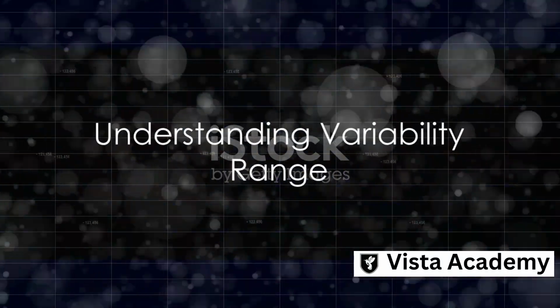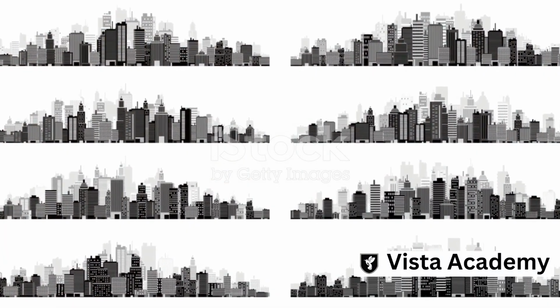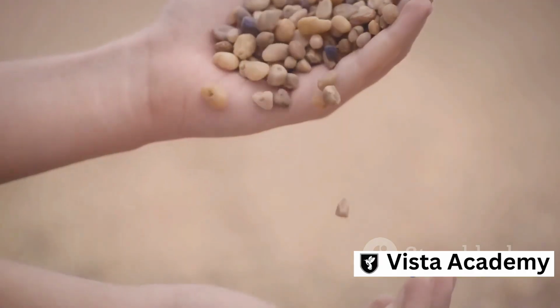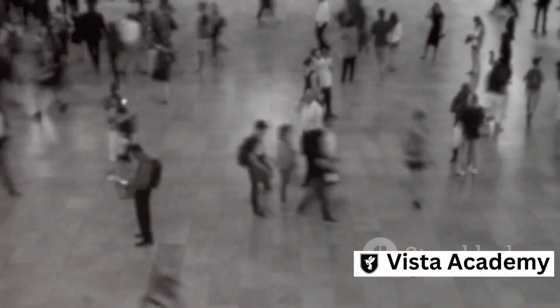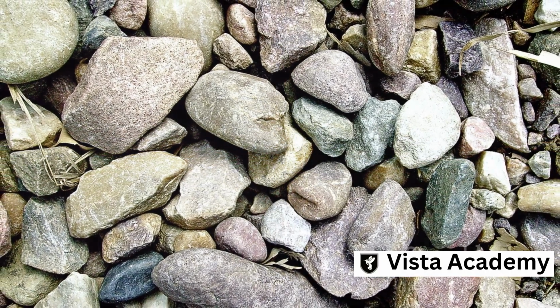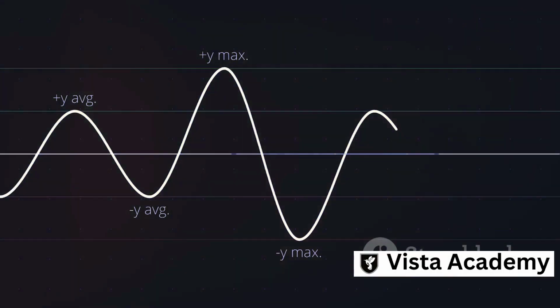So what is variability range? It's a measure of how spread out or how clustered a set of data points are. Imagine you have a handful of pebbles. If you throw them all at once, they will scatter. Some will be close together, others will be far apart. The difference between the farthest and nearest pebble represents the variability range.